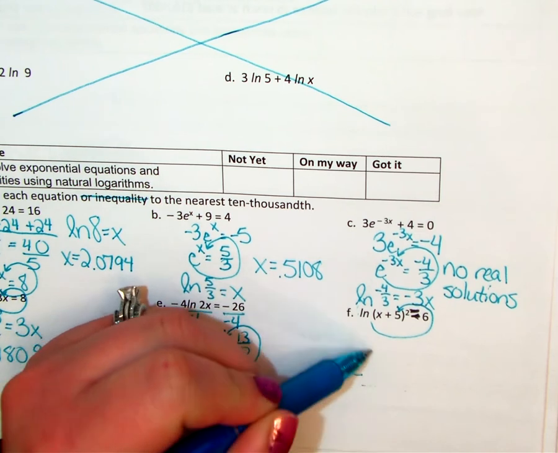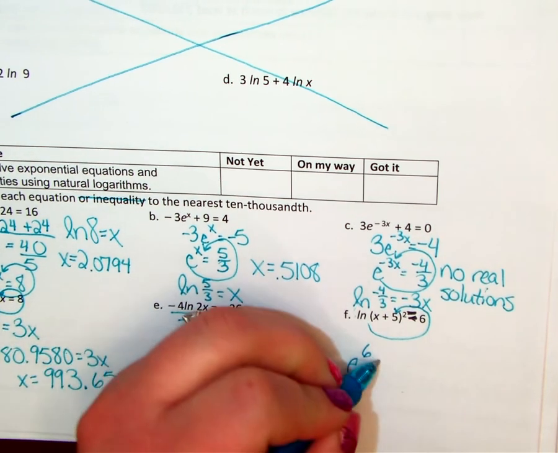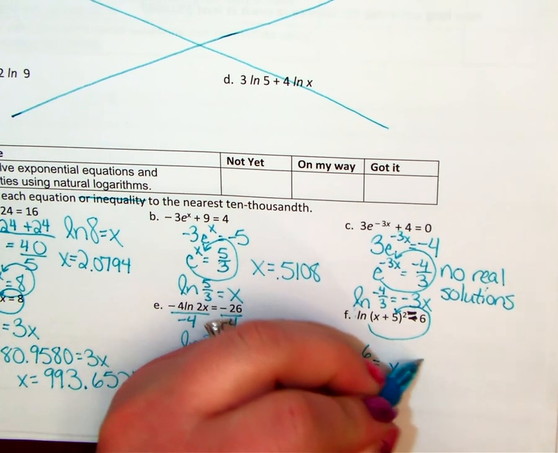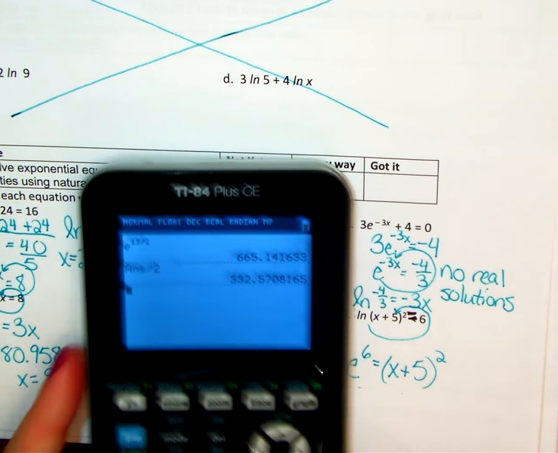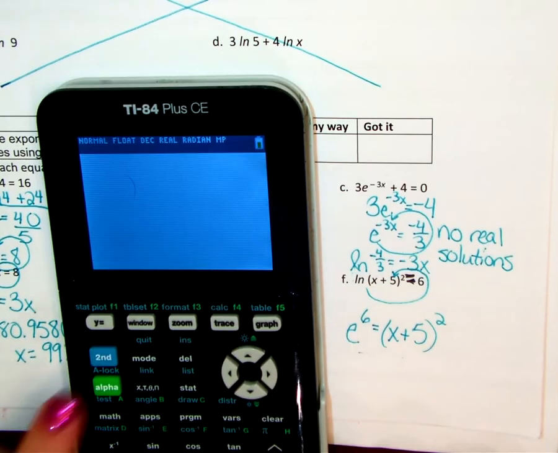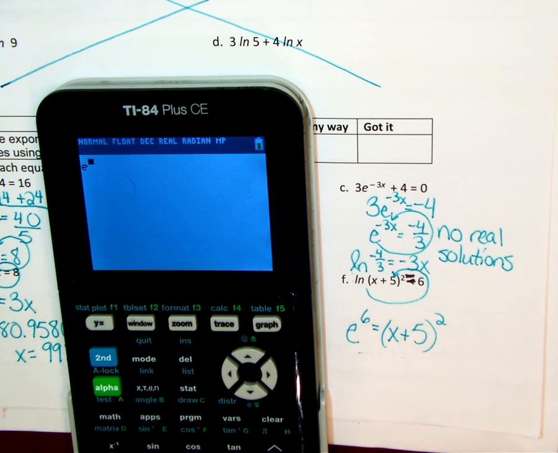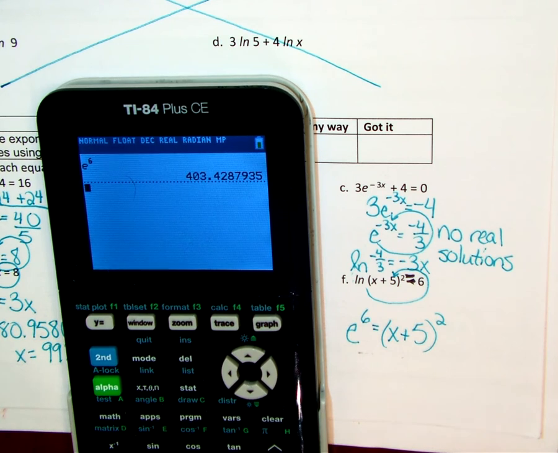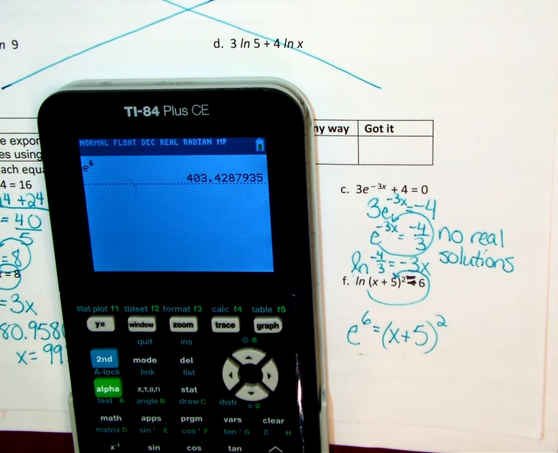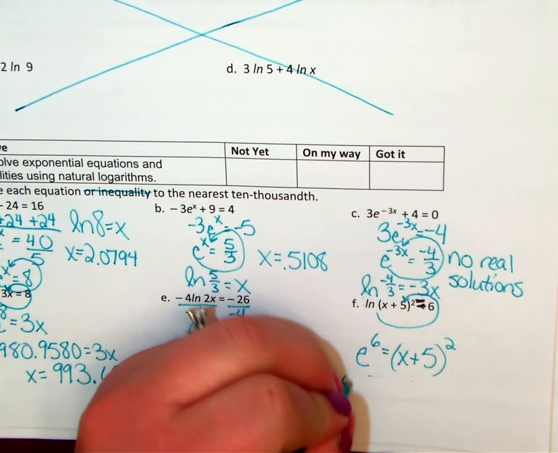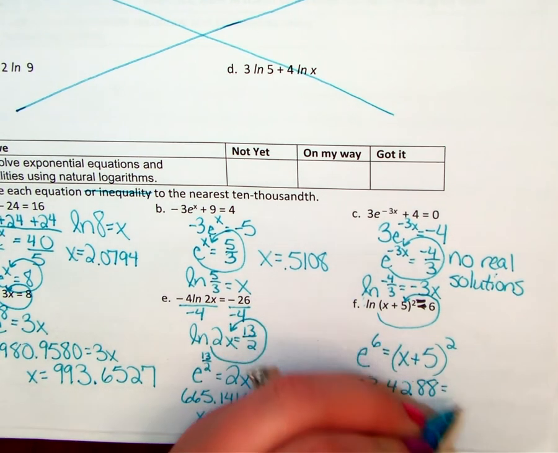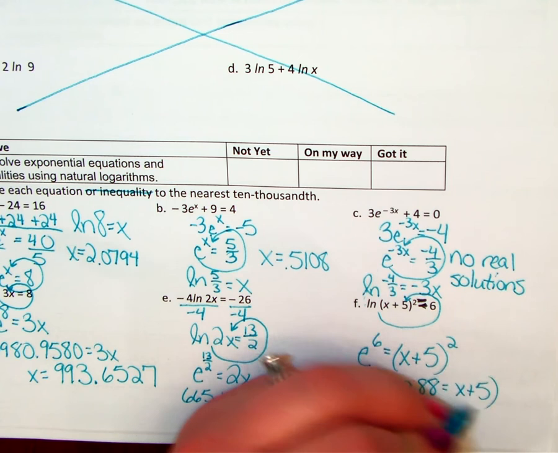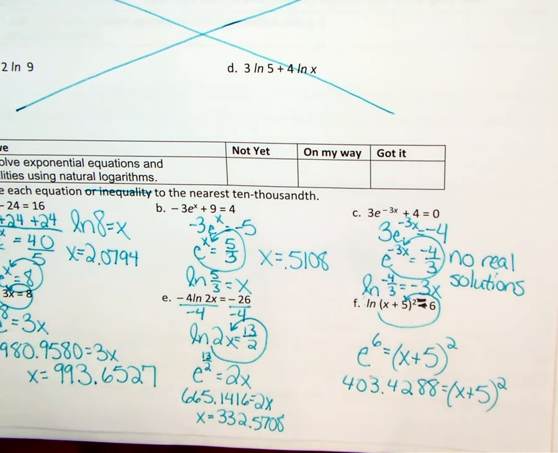So I have e to the 6th power equals (x plus 5) squared. Well, I can figure out what e to the 6th power is. That's on my calculator. Second and the natural log button, e to the 6th power gives me 403.4288. And that equals (x plus 5) squared.